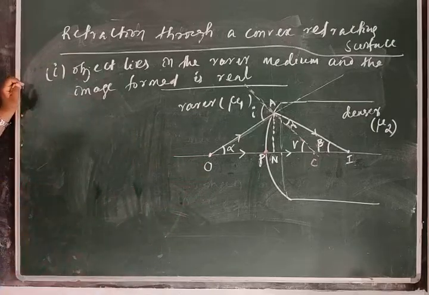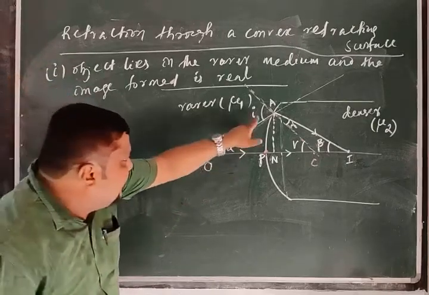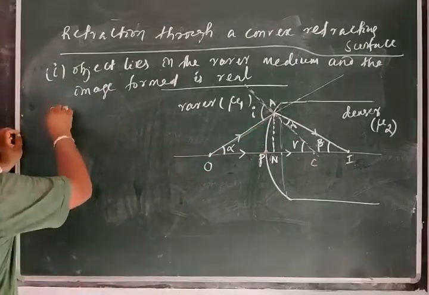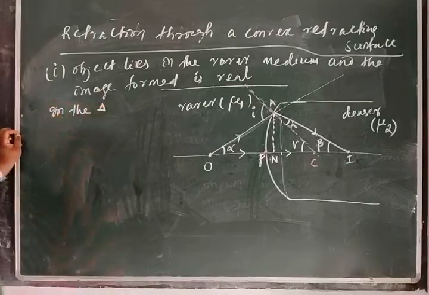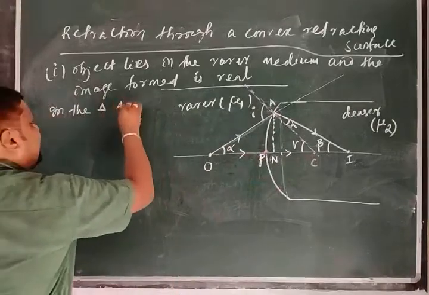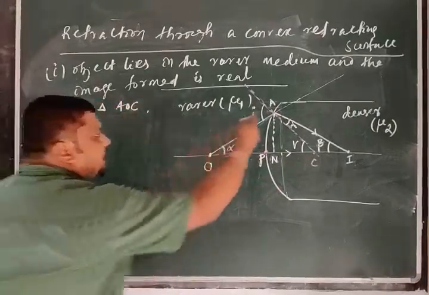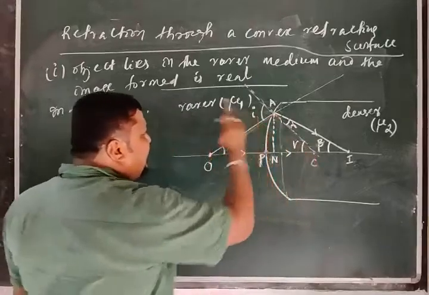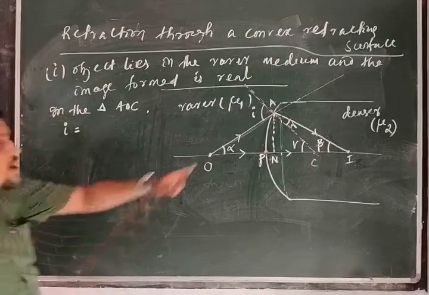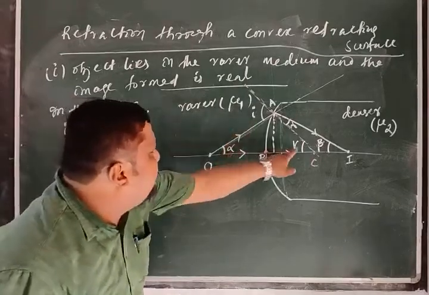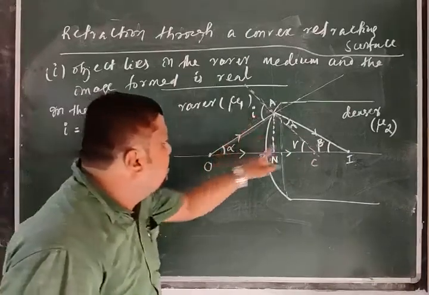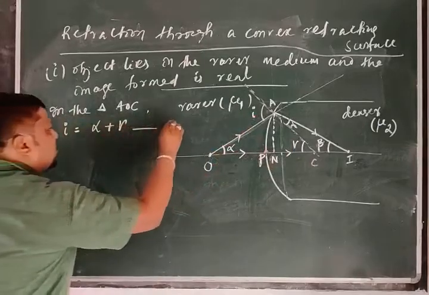First, in this case, there is a triangle. Now we take a triangle like this, the triangle AOC, where the incident ray is there. There is an external angle which involves the incident ray. So the incident angle i, the external angle, is equal to alpha plus gamma. External angle equals the sum of the two interior angles. This is equation number 1.